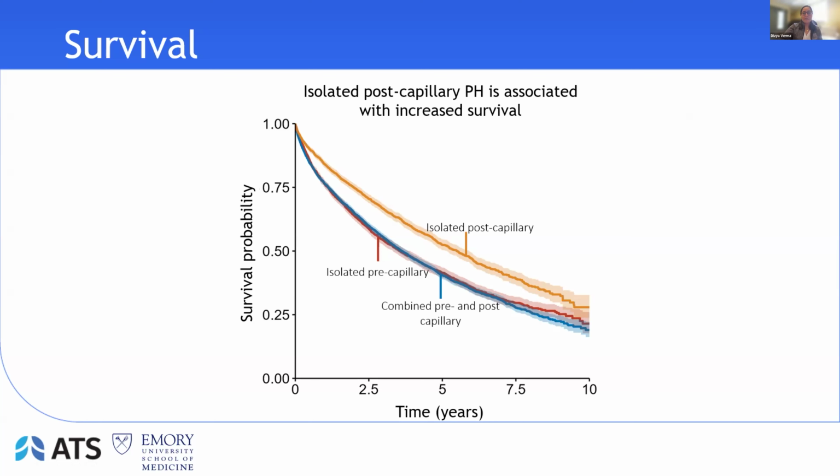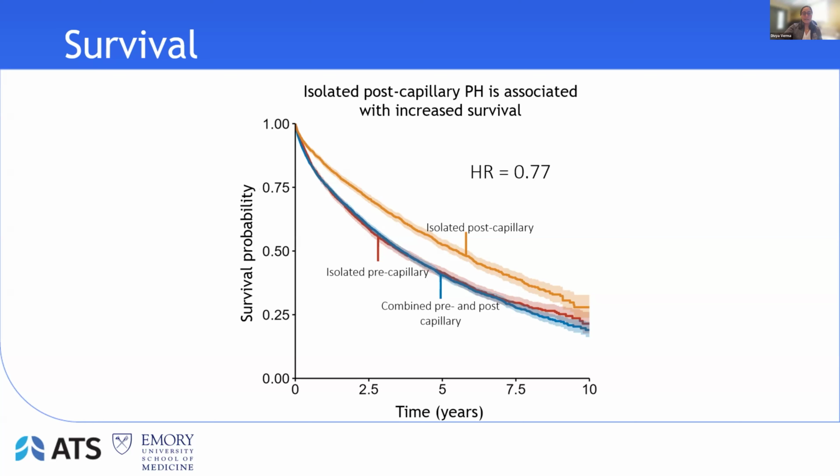Stated a little bit differently, both groups with a combination of precapillary PH and thus an elevated PVR had significantly higher mortality than the group with isolated postcapillary PH and thus a normal PVR. This finding supports the previous observation that we know well that a PVR of around 2 seems to be a critical inflection point for mortality.